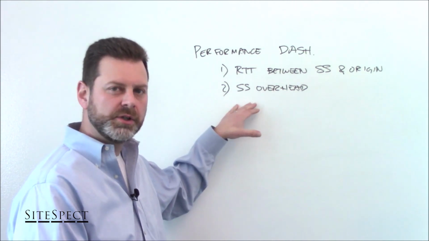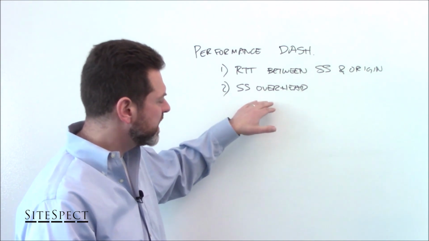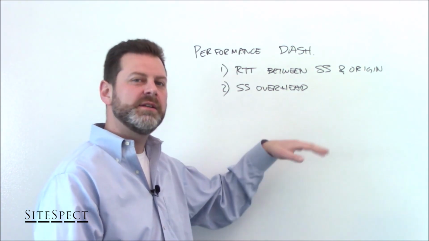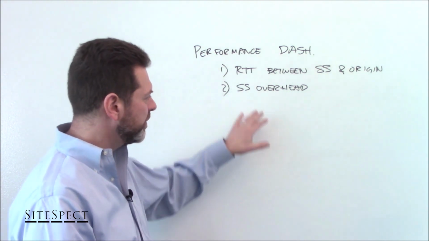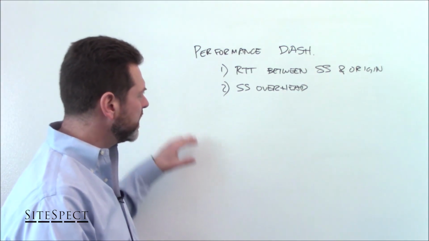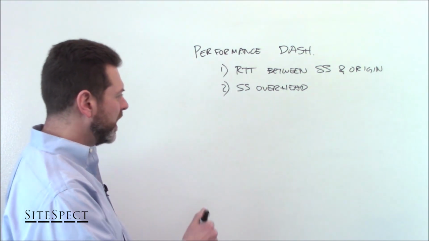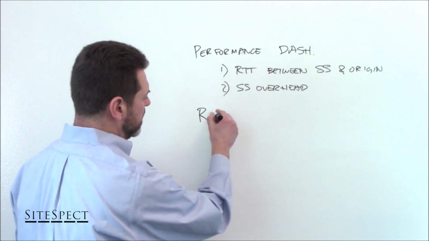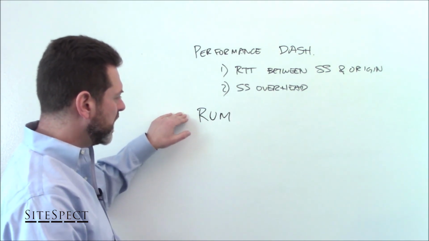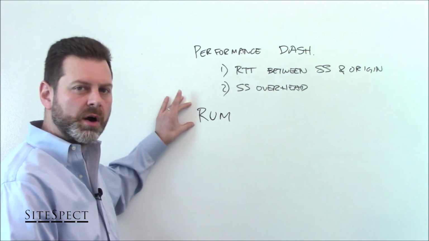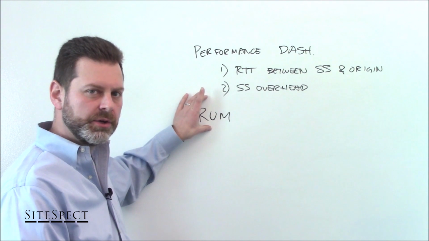It is, under the hood, a full ELK stack, Elasticsearch, Logstash, and a Kibana front end that really lets you do some very powerful types of queries and, again, surface these types of insights. Now, in addition to the performance dashboard, there is also a RUM module that SiteSpect makes available. This is not part of our core baseline product. This is an additional module that you will add to your account.